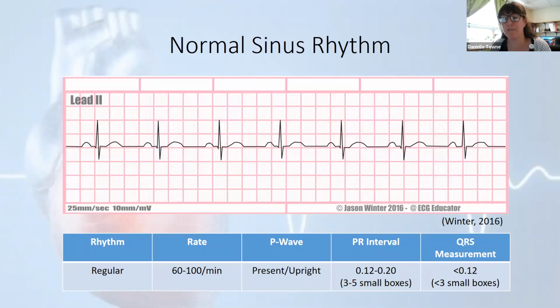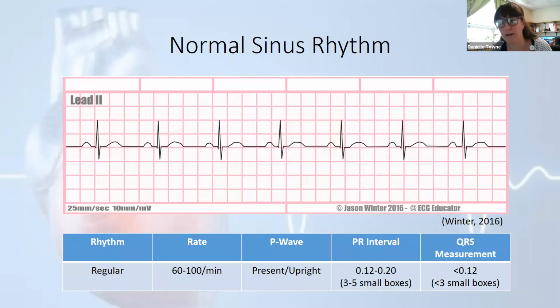So the natural pacemaker of the heart is the sinoatrial node, that SA node we talked about in that first lecture. This is found in the right atrium where the electrical impulse begins and then travels down to the ventricles. This rhythm indicates that the electrical conduction system is operating in an orderly fashion.